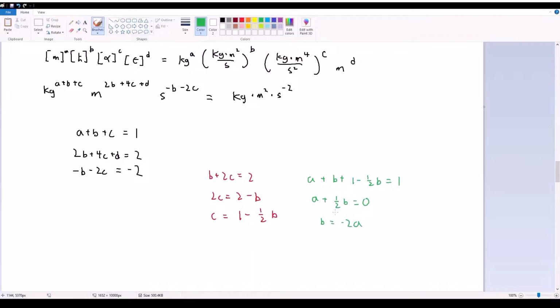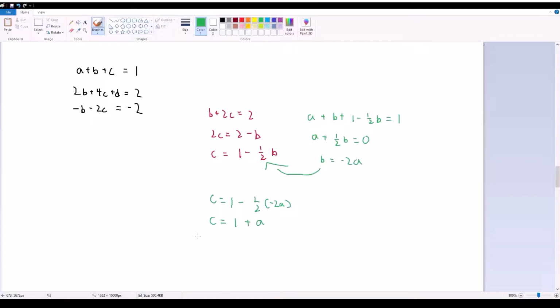If B is equal to negative 2A, then I want to solve everything in terms of A, because remember, we have a set of 3 equations and we have 4 variables, so we're going to have one free variable. I'm just going to set mine to be A, in which case if B is equal to negative 2A, if I plug that back into here, then I get C is equal to 1 minus 1/2 times negative 2A, which is going to be, C is now equal to 1 plus A.